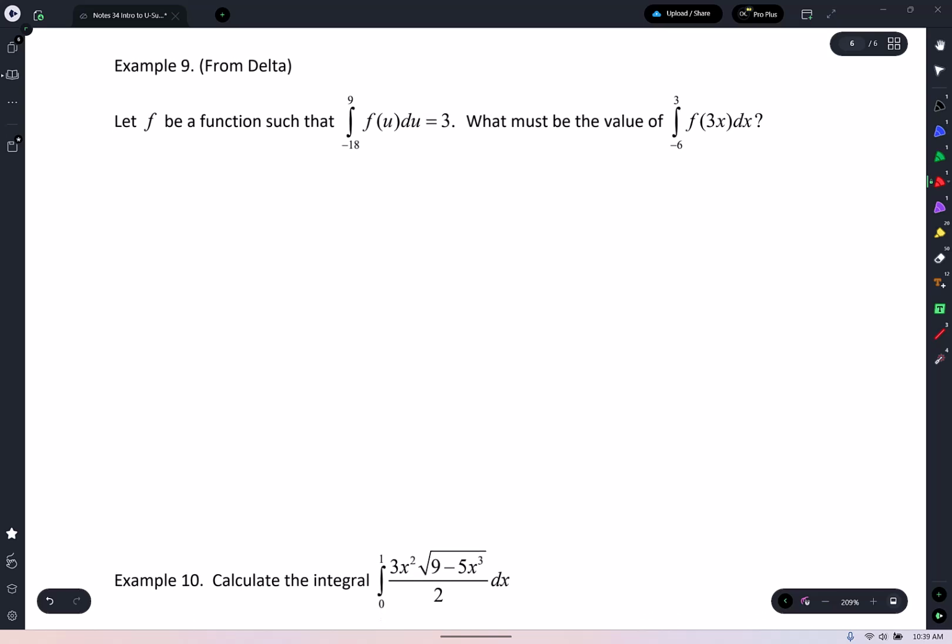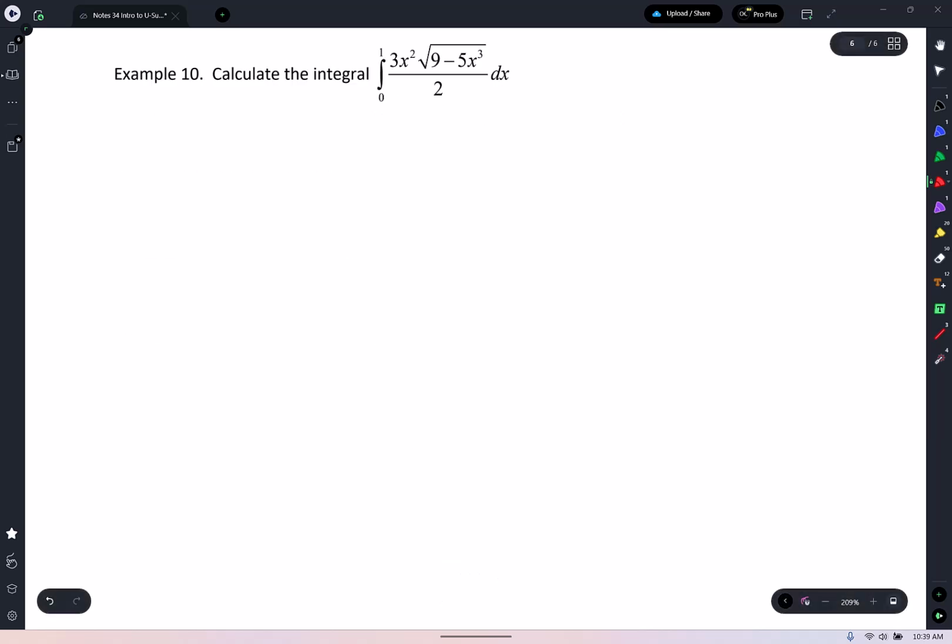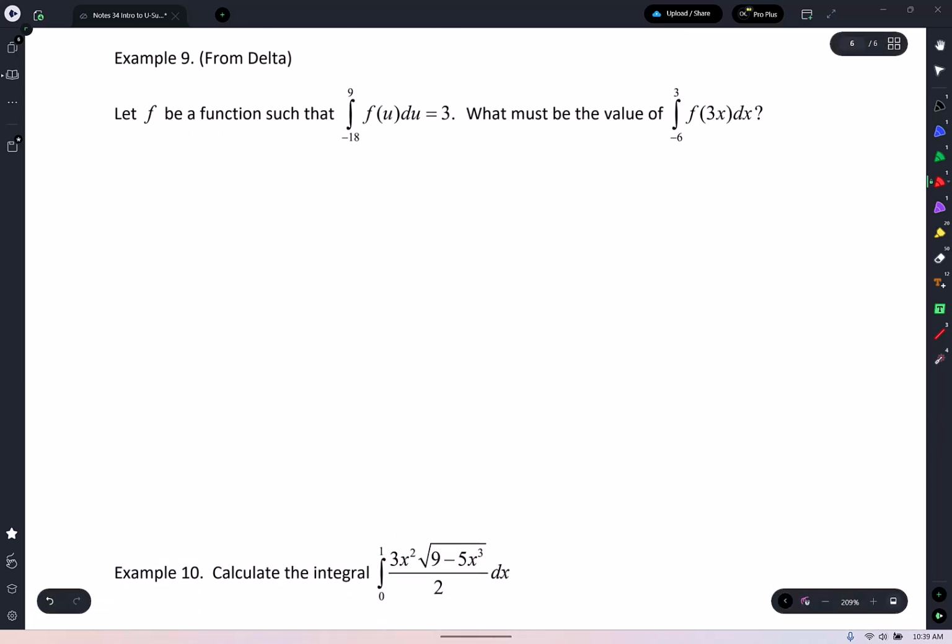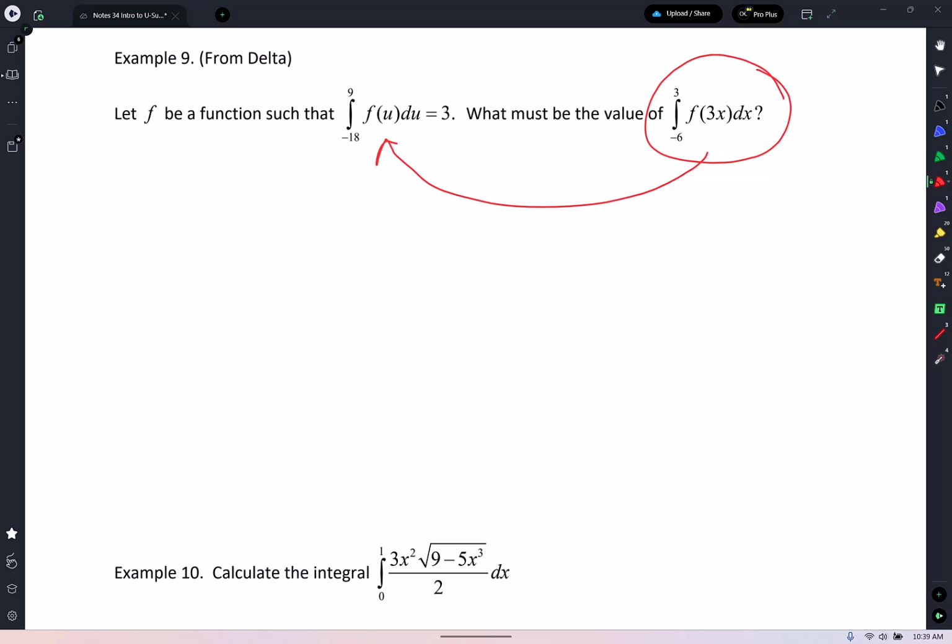All right, here we go. Don't worry, this is the last page. Let f be a function such that the integral from 9 to -18 of f of u du equals 3. You've got to be careful with that. What must be the value of the integral from -6 to 3 of f of 3x dx? Okay, you guys ready? I'm going to turn this and see if I get that.